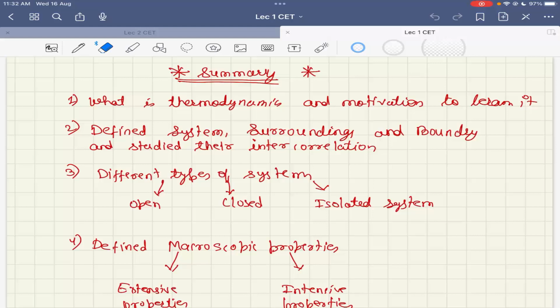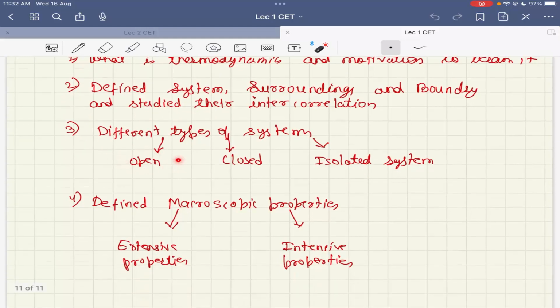In the previous class, we have seen what is thermodynamics and its motivation, right? We have also seen the difference between system, surrounding and boundary, and then we also studied their intercorrelation. Then further, we studied different types of system, which are open system, closed system, and isolated system, right? And then at the end we defined the macroscopic properties which totally define the system, and these macroscopic properties can further be subdivided into two parts. Those are extensive properties and intensive properties. Extensive properties are the properties which do depend upon the mass, whereas intensive properties are the properties which do not depend on the mass, right?